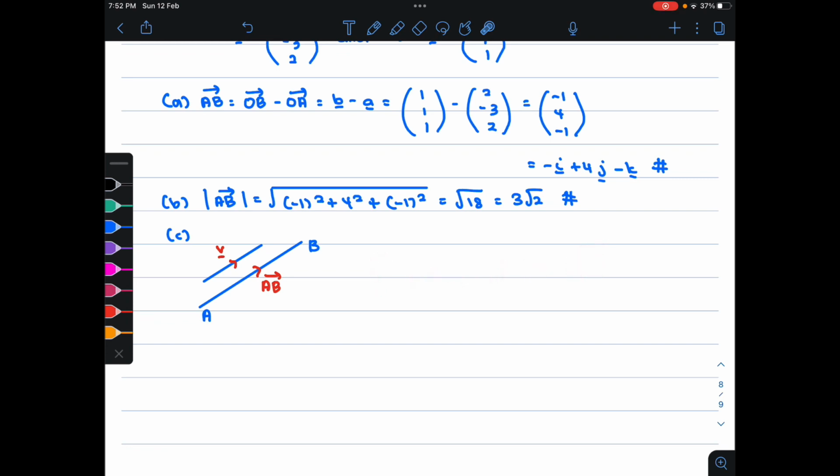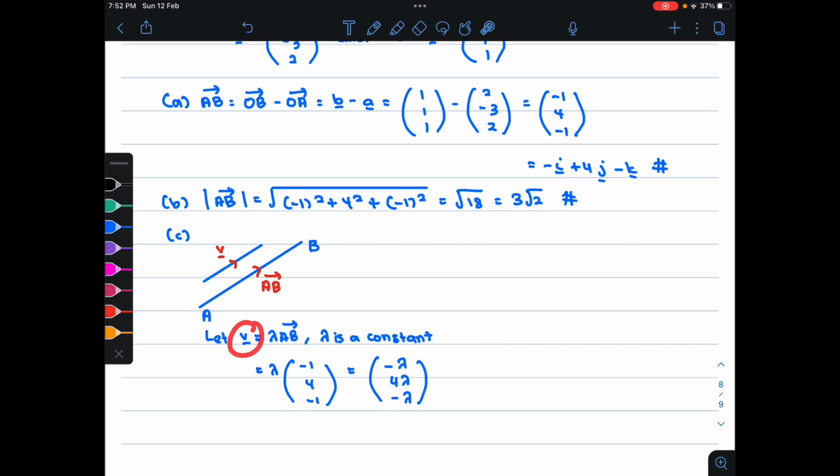And we know that when two vectors are parallel, we can write it like this. Let V equal lambda AB, where lambda is a constant, and we know that AB is negative 1, 4, negative 1. So V is negative lambda, 4 lambda, negative lambda. So that's our vector V.